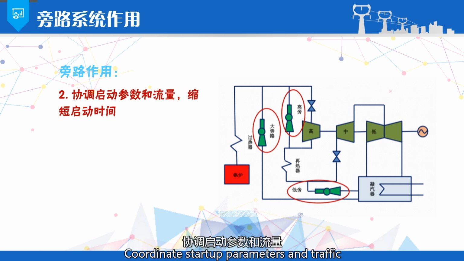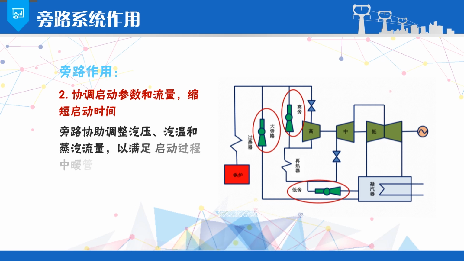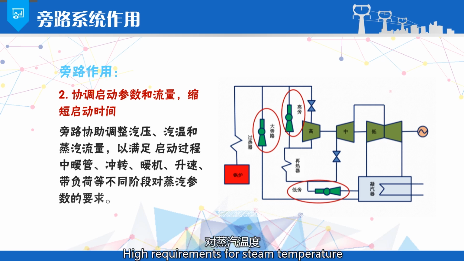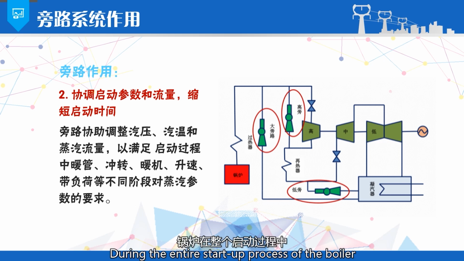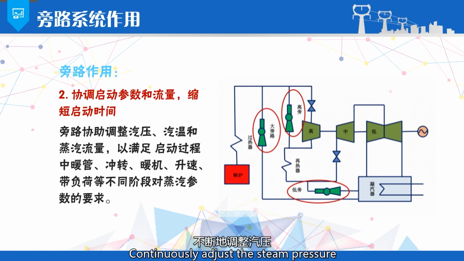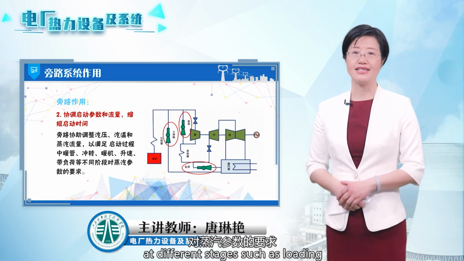Coordinate startup parameters and flow, and shorten startup time. The structure of the reheat unit is complex. When the unit starts up, there are high requirements for steam temperature and temperature rise rates, to control swelling and thermal stress within the allowable range during the entire startup process of the boiler. Continuously adjust the steam pressure, temperature, and flow rate to meet the requirements of the steam turbine during the startup process, such as rolling, speed increase, and loading, which require different steam parameters at different stages.